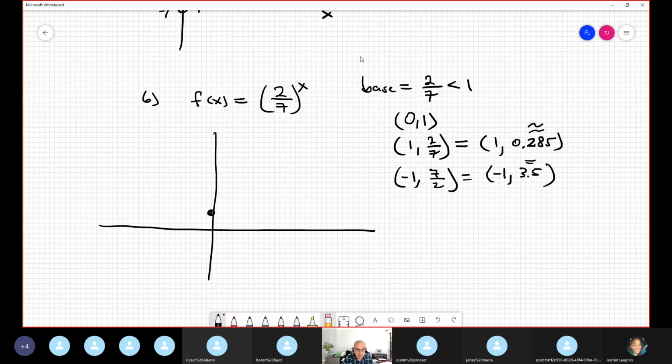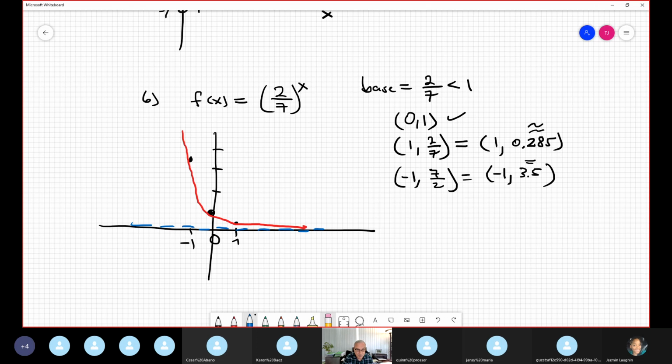The classical universal point (0,1), and 1, and negative 1. And 1 is 0.something, it's supposed to be here. And 3.5, those are 1, 2, 3, 4, and between 3 and 4, approximately here. And the graph looks like that. And don't forget the horizontal asymptote.